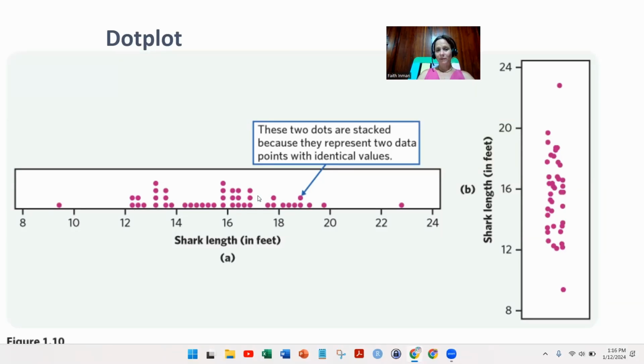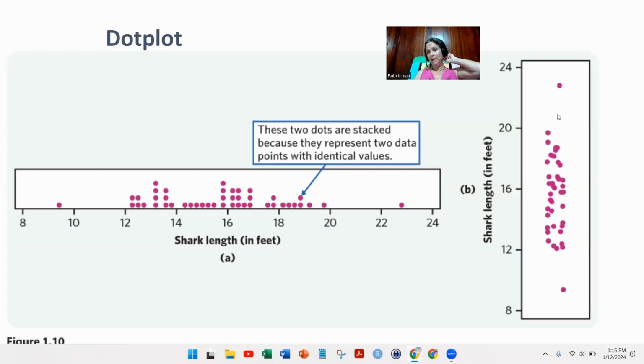So as is explained here, these two dots are stacked because they represent two data points with identical values, right? So here we had 1, 2, 3, 4 sharks that were about 14 and 1, 2, 3, 4 sharks that were about 16 feet length. This might represent males and females or different age groups, right? So this right away gives us more information.